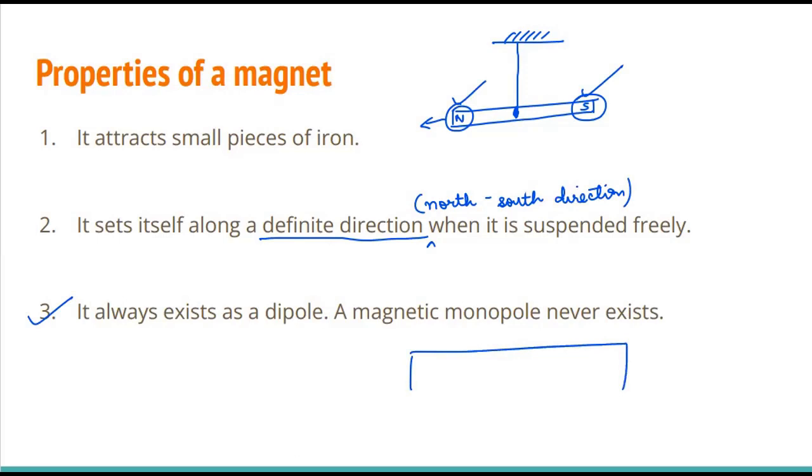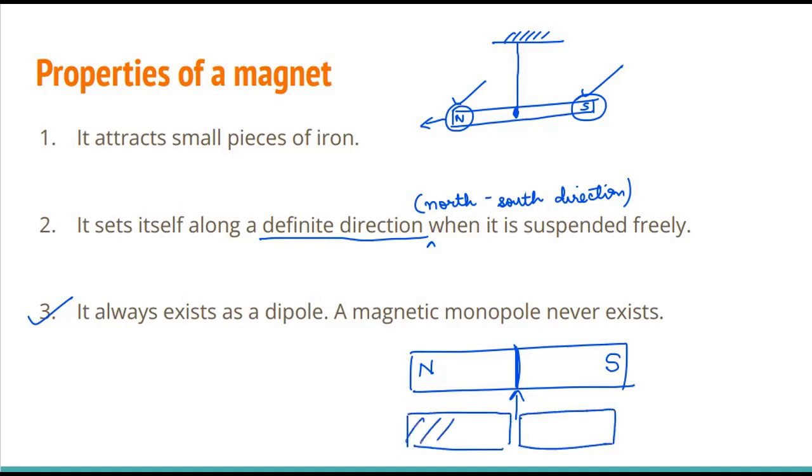Say you have a bar magnet, and there is the central midline. If this is the north pole and this is the south pole, and you want to break the magnet right at the midpoint into two parts, what do you think? Will you obtain only north over here and only south over here? No, of course not. Even if you have broken the magnet into two parts, you will see that each part itself develops two poles. So north, and here you will obtain a south. Again, a north and a south automatically.